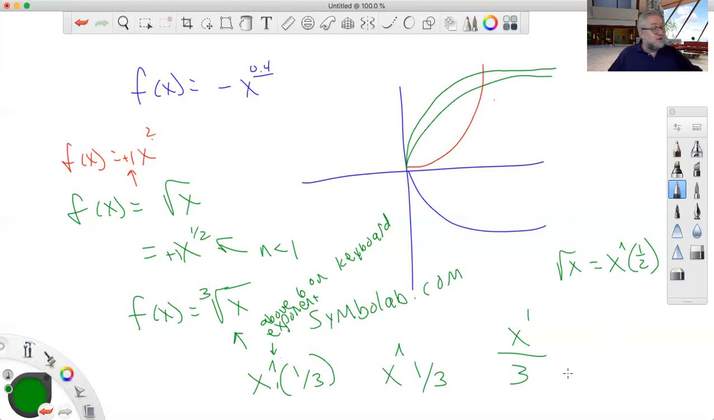We're just trying to identify which of the curves it is so that you can recognize what they are when you see them easily.